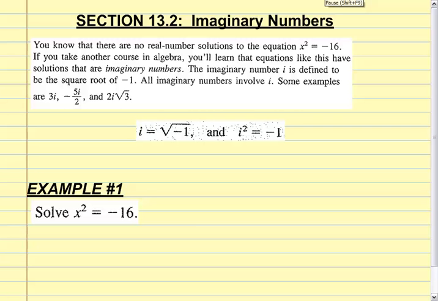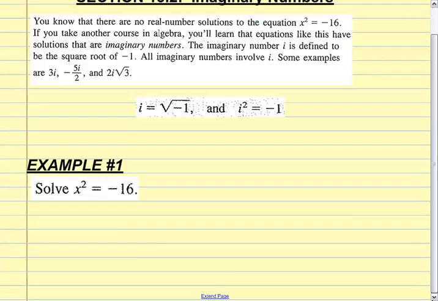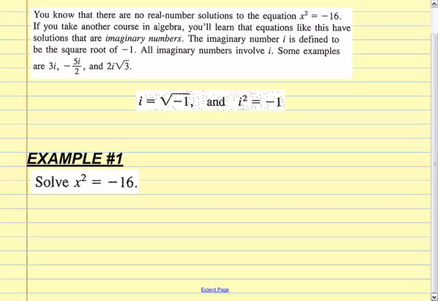Okay guys, section 13.2, imaginary numbers. We've finally gotten here. We've talked about it a lot this year, but here we go. Finally, imaginary numbers. It says that you know that there are no real number solutions to the equation x squared equals negative 16 because no real number multiplied by itself gives you a negative.